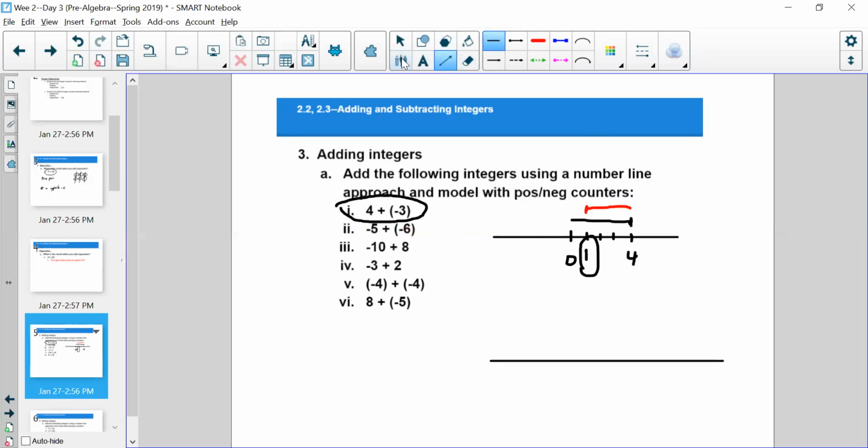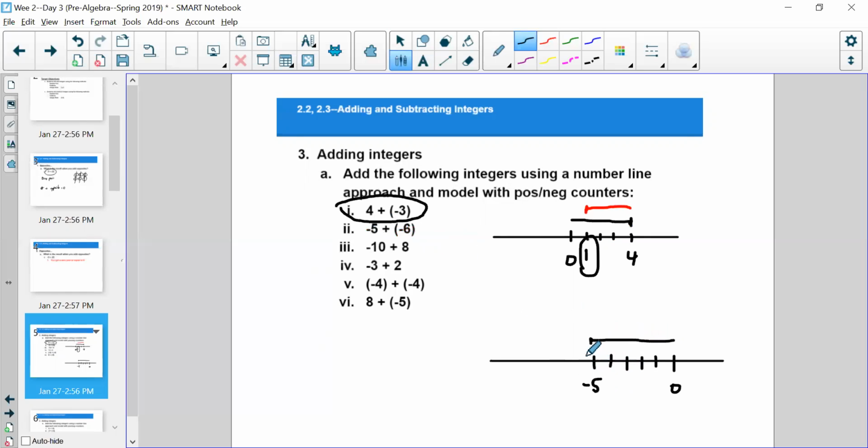All right, let's look at the second one. -5 plus a -6. So if I start with 0, and let's do this since I know where this is going. So this will be 0, -1, -2, -3, -4, -5. So I'm moving to the left 5, and then I want to move to the left 6 more. So there's 5, 6, 7, 8, 9, 10, 11. So I end up at -11, but I'm continuing to move to the left. So I start at 0, I move left 5, and then I move 6 more to the left. Notice where I end up? That's your answer.